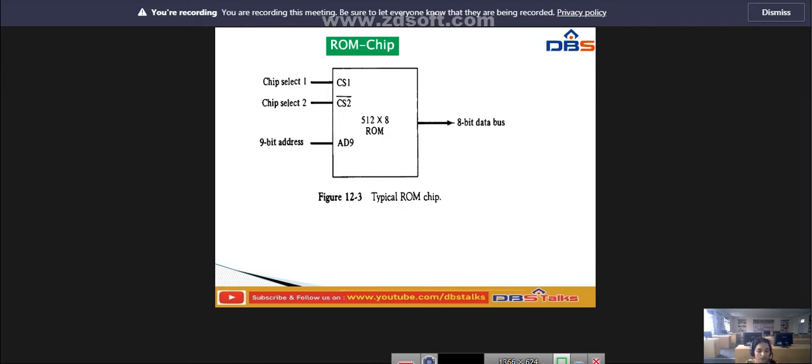So this is the ROM chip, and in this ROM chip the chip size is the same. For the same size chip, it is possible to have more bits of ROM.